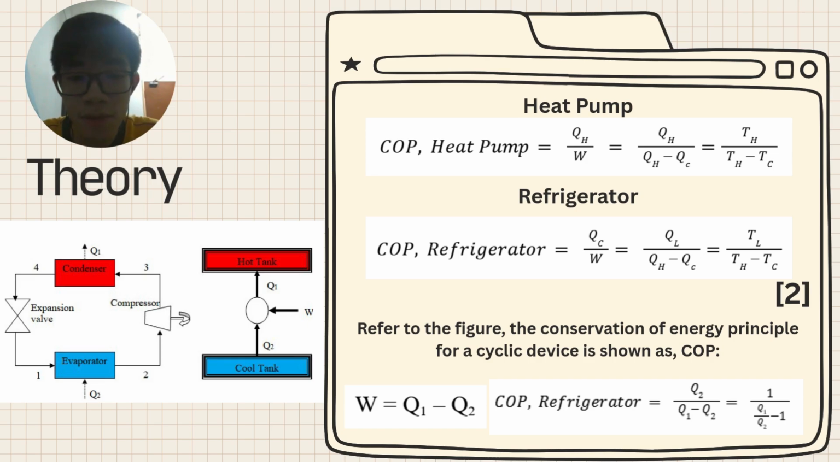So we can refer to the figure on the left side. The conservation of energy principle for the cyclic device is shown as W equals Q1 minus Q2. So the final formula for this experiment is Q2 over Q1 minus Q2.